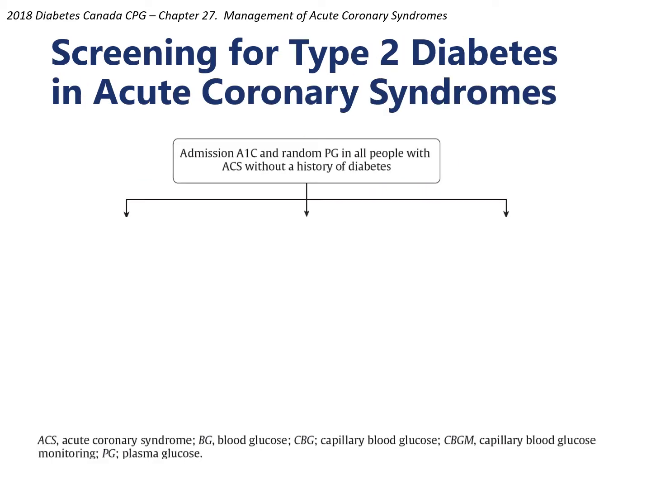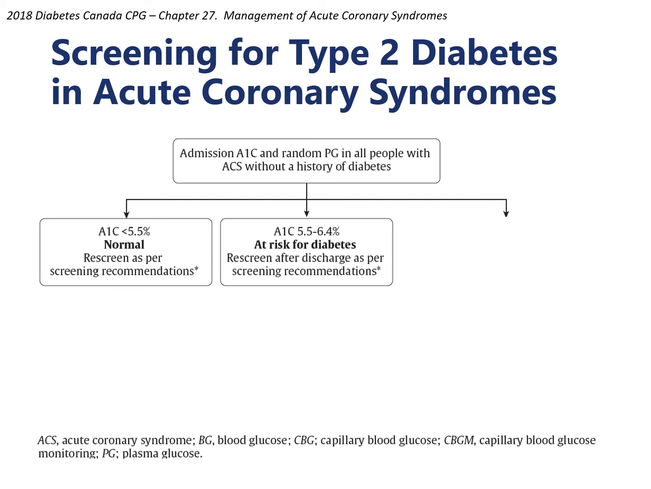This is the new algorithm for screening for type 2 diabetes in acute coronary syndrome. Upon admission, an A1C and a random plasma glucose should be ordered in all people with ACS who do not have a known history of diabetes. If the A1C is less than 5.5%, then this individual is considered normal, and therefore rescreening should occur as per screening recommendations, which would typically not occur during that same admission.